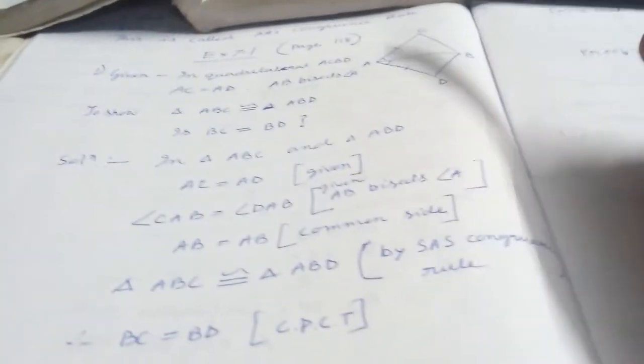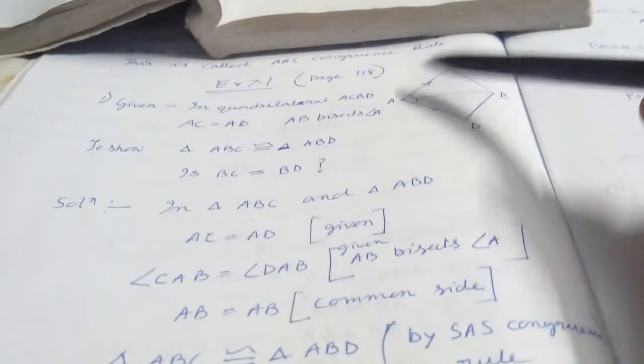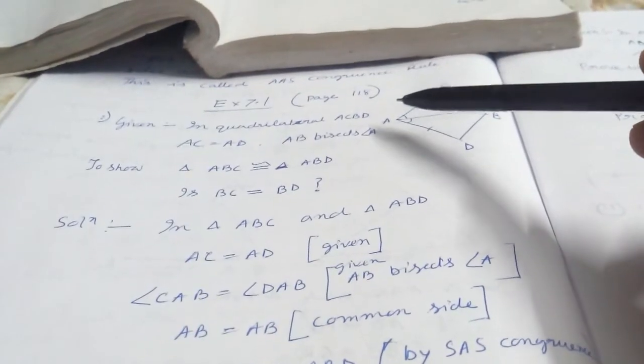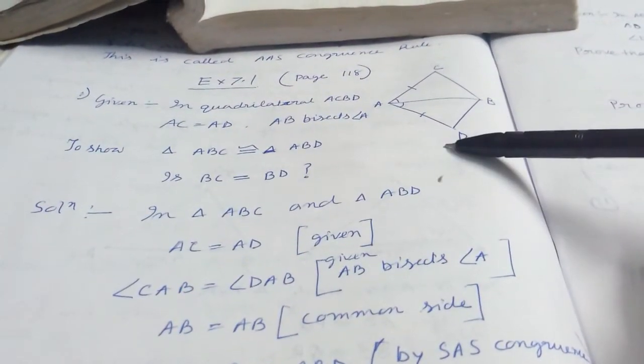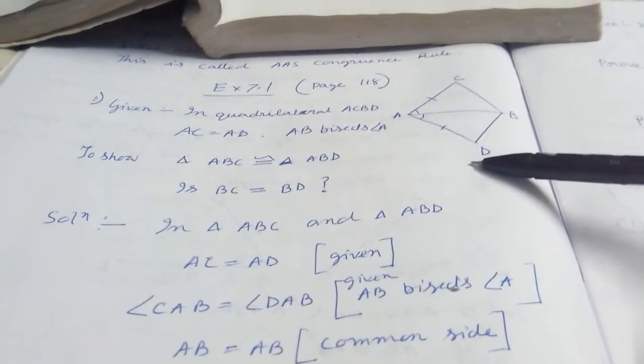Again, since we proved that triangle ACB is congruent to triangle ADB, by CPCT we can say that BC is equal to BD. Now we have proved this. Now second question.